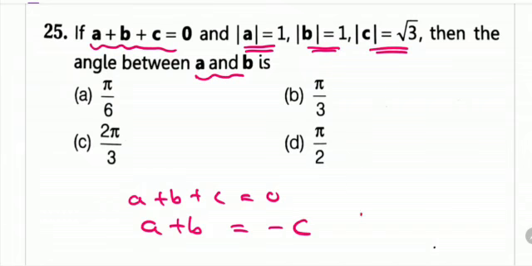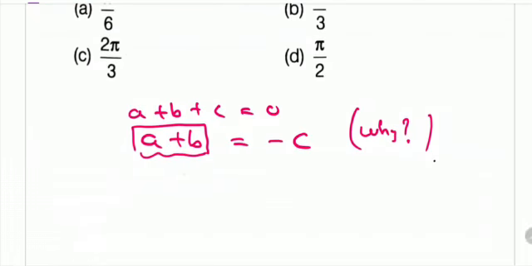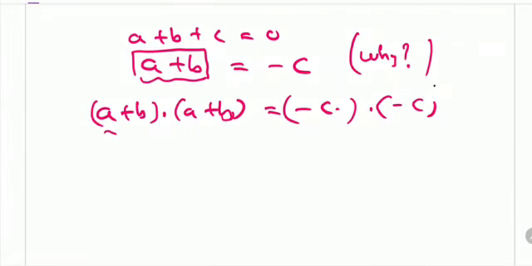You should ask why we have done this. Because I want to find the angle between A and B, so I kept A and B in LHS, everything else in RHS. Suppose in the question, if I want to find the angle between A and C, then I keep A and C on LHS and take B to RHS, it becomes minus B, right? So this is the basic thing. We take the self product, meaning we take the dot product: A plus B dot A plus B equals minus C dot minus C, and we get the answer.